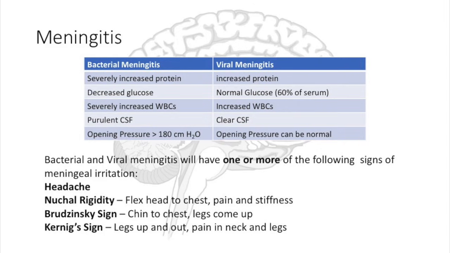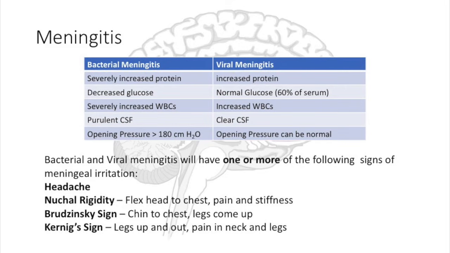In viral meningitis, you're going to have increased protein, but it won't be nearly as much as the bacterial. You're going to have normal glucose typically in viral meningitis. You're going to have some increased white blood cells, but not the serious increase that's in bacterial meningitis. You're going to have clear CSF. The opening LP pressures can be normal.